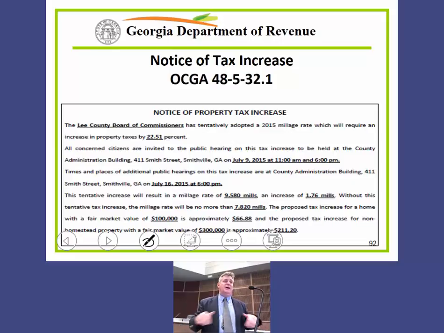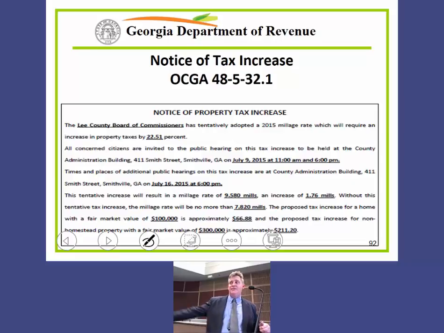These 3 public hearings, 2 can be on the same day, but if there are 2 on the same day, one has to be before noon. One of the 3 public hearings has to be between 6 and 7 p.m. on a weekday, and 2 of the public hearings have to be 5 business days apart. And also, this notice of tax increase advertisement has to be posted on the website of the levying authority.